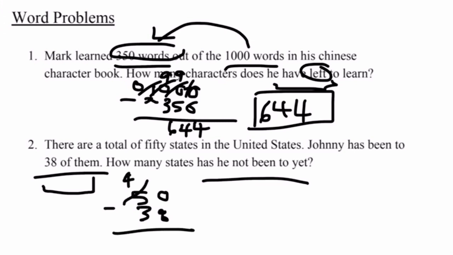5 becomes a 4 because we're borrowing from the tens place. 0 becomes a 10. 10 minus 8 equals 2. 4 minus 3 equals 1. So there are 12 states Johnny has not been to yet in total.